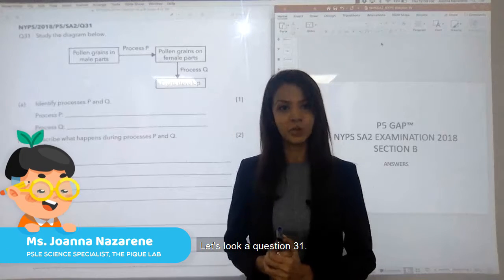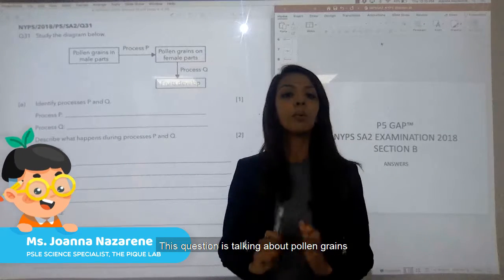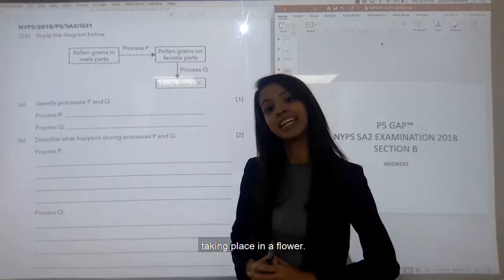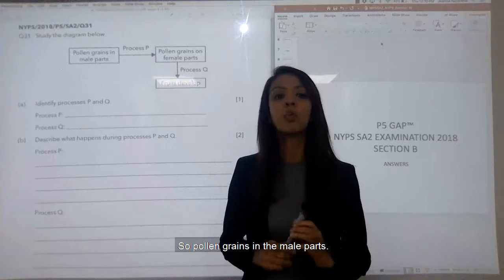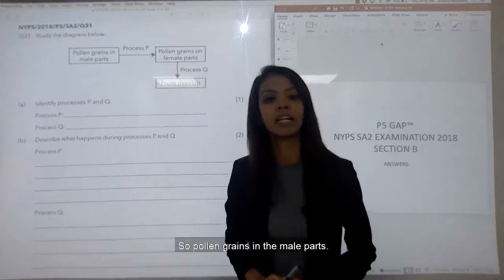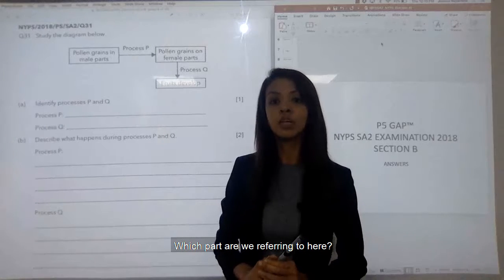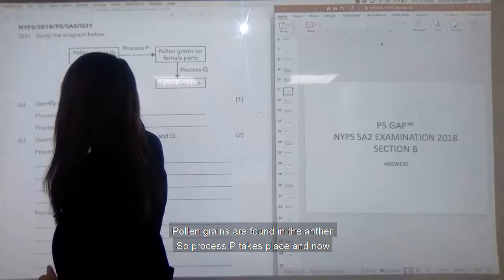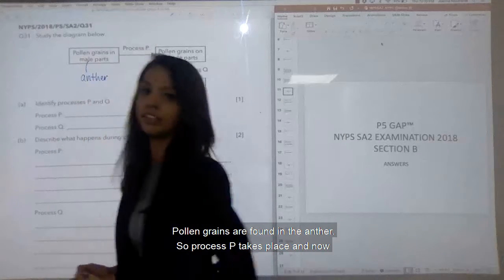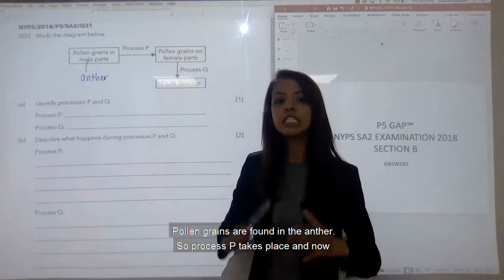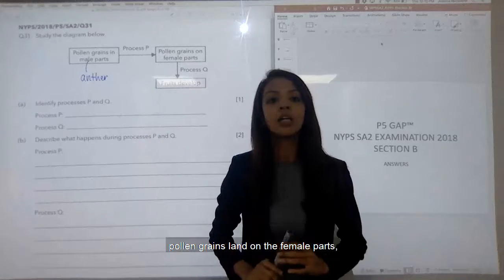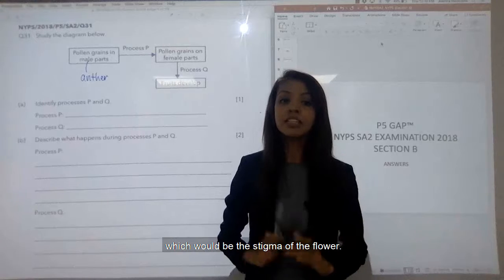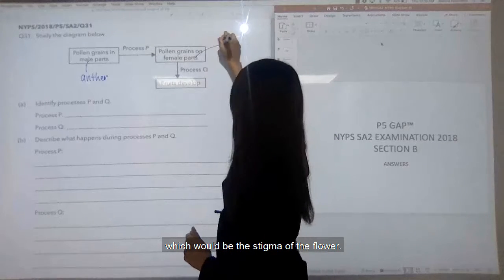Look at question 31. This question is talking about pollen grains, which means it is referring to the processes taking place in a flower. So pollen grains in the male parts. Which part are we referring to here? It would be the anther. Pollen grains are found in the anther. So process P takes place, and now pollen grains land on the female parts, which would be the stigma of the flower.